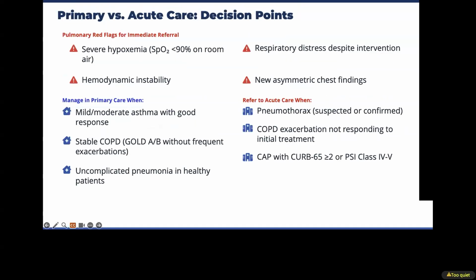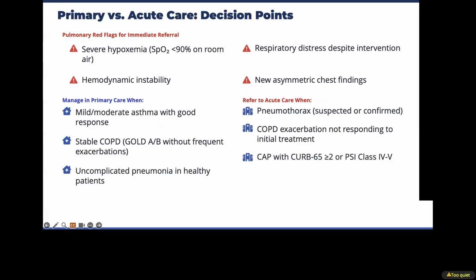Okay, so let's take a look here at primary care decision points. So what you're going to do to decide if your problem belongs in primary or acute care is you always want to start with the red flags. Any red flag, pulse ox less than 90% on room air. That means the compensatory mechanisms are failing. This is not a watch and wait situation. This is go to the ER situation.